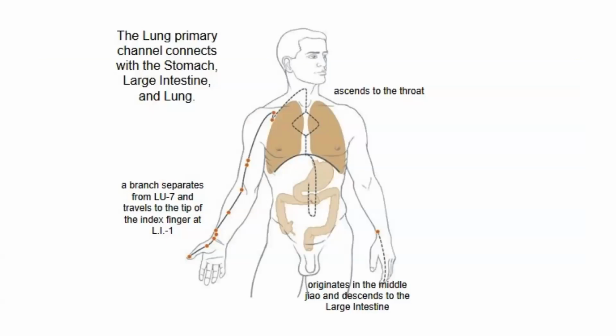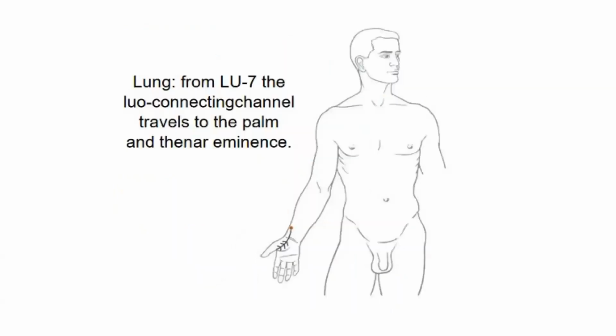So here you would see a very simplified illustration of the connection of the lung primary channel with the stomach, large intestine, and lung. So this somewhat summarizes what we have earlier presented. So here we can see the lung connecting, which is specifically from lung 7, we have the luo connecting channel of the lung to travel to the palm and the thenar eminence.